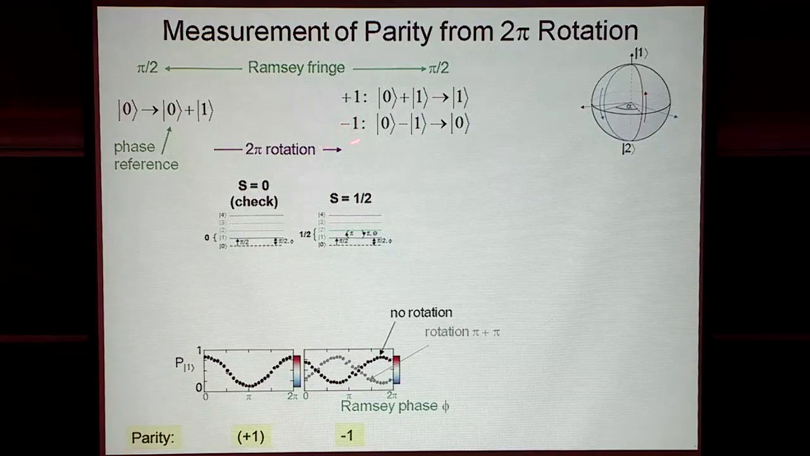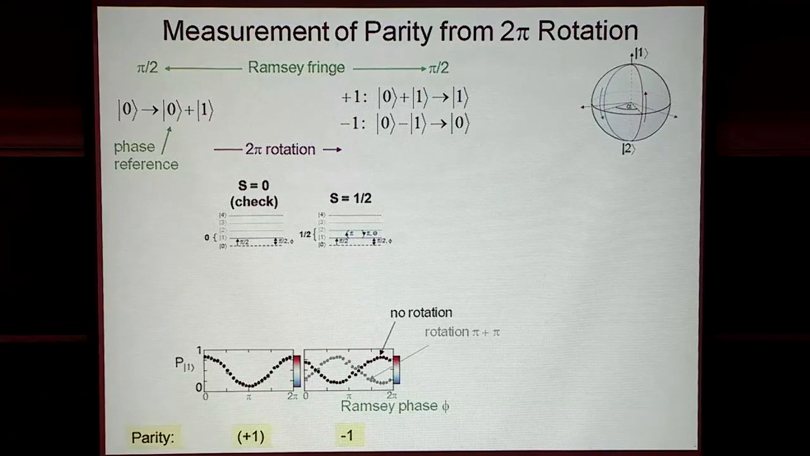I then put on the same microwave pulse here. If it was this state, it'll go to a 1. If it's this state here, it'll go to 0. So I can tell what the state is by looking at the final state. So here's a spin 0 where you don't do anything with 1. That's fine. For spin a half, if I have no rotation, it looks like this. If I do this pi, pi rotation, I get a minus 1, and this is now shifted by 180 degrees. That corresponds to the minus sign, or that mysterious minus sign of that 1 state.